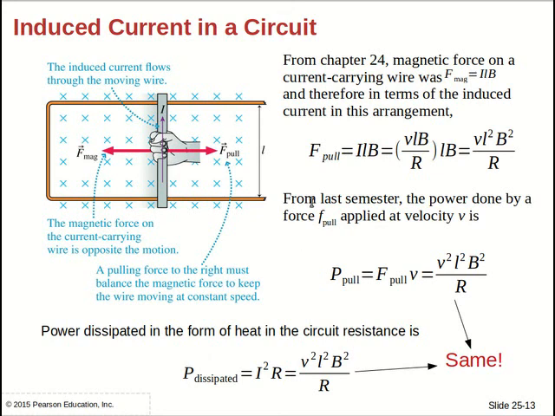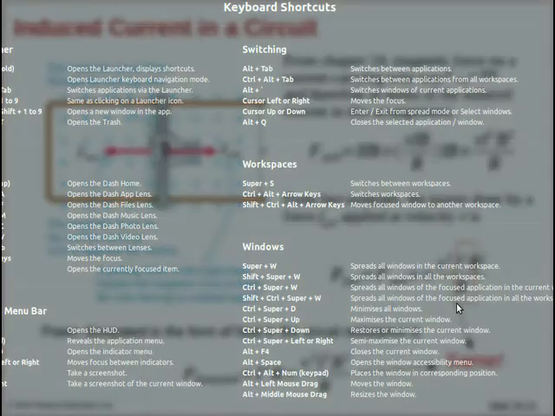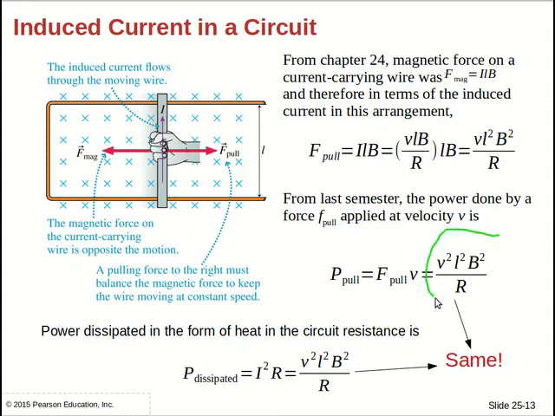which then can be used to calculate the force of the pull. Also from last semester, we learned that the power that a force applied at velocity v gives is equal to the force of the pull times the velocity. The power done by that force in pulling something at velocity v is equal to the product F pull times v. If we take F pull from up here and plug it in down here, then we find that the power expended by the force which is pulling this bar along is equal to v squared L squared B squared over R. Now, where does that power actually go?